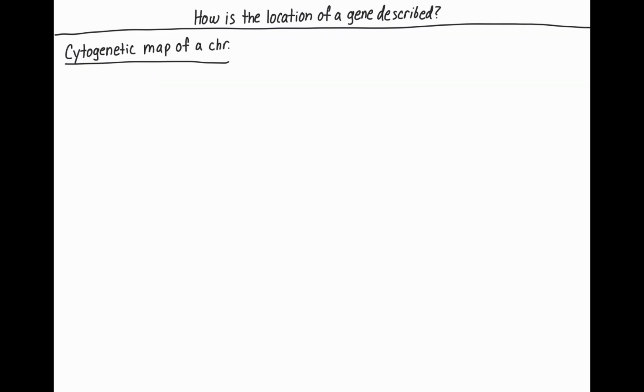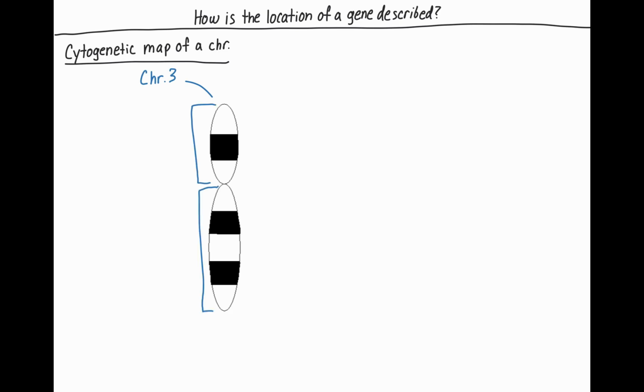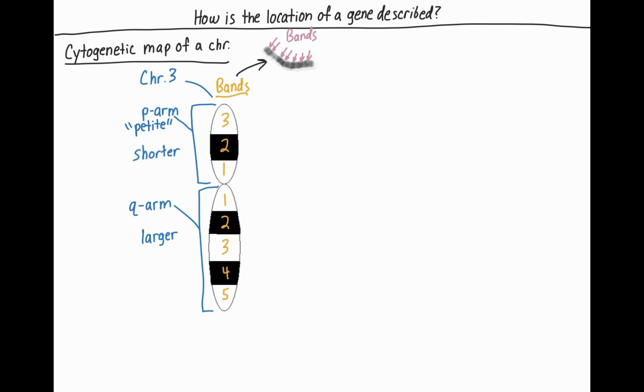Let's look at how to describe a locus in a cytogenetic map. Here is a simplified cytogenetic map of chromosome 3. Each chromosome has two arms, each on either side of the centromere. The shorter arm is always called the P arm for petite or small, and the Q arm is always the larger one. The chromosome is further divided into bands, which correspond to bands visible when the chromosome is stained and viewed under a microscope.